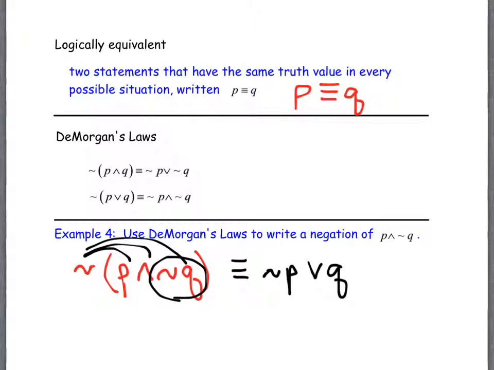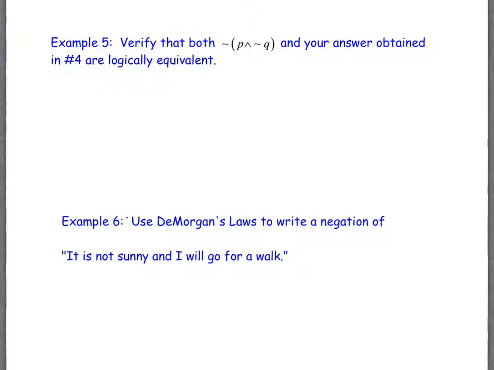The next thing I'm going to do is show you that it really is the answer. That is to say that these really are logically equivalent statements, that it works. Okay? So example 5 says to verify that both tilde of P and tilde Q and your answer, the answer we just obtained in number 4, are logically equivalent. The way that we prove something is logically equivalent is we create 2 truth tables.